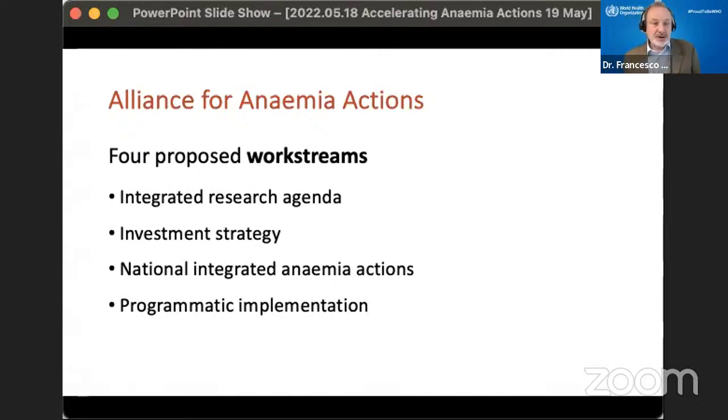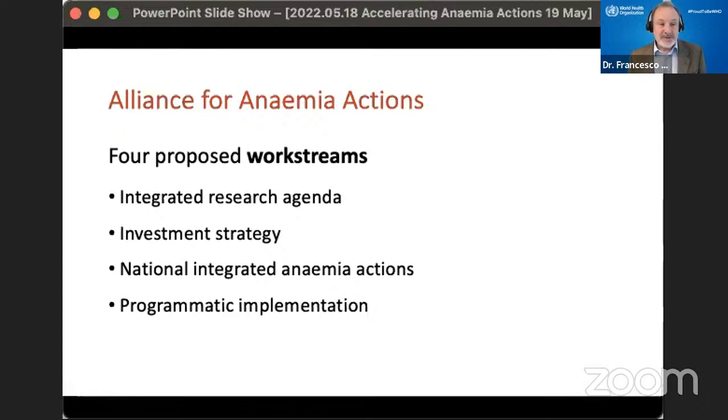So there will be an integrated research agenda to address biological, assessment, and programmatic issues that constrain progress in anemia reduction. An investment strategy to foster global and domestic investments, encouraging more government donors and philanthropic foundations to invest in anemia research, and the development and implementation of comprehensive integrated national plans to prevent and manage anemia. We'll have national integrated anemia action to support countries that commit to accelerate progress. And we will have a programmatic implementation of existing recommendations on the assessment of anemia risk factors and the evidence-based intervention for prevention and management of anemia.